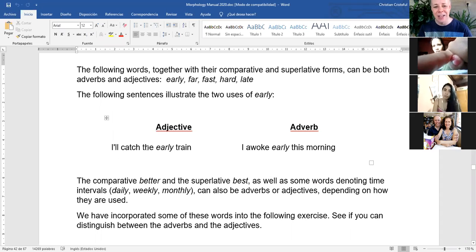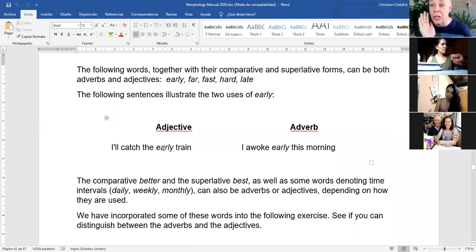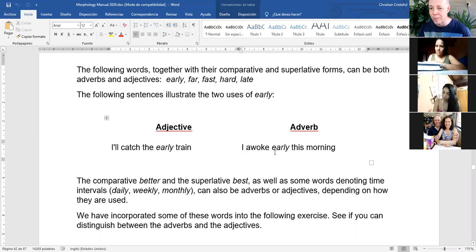Look at here. I'll catch the early train. Early refers to train, the early train, not to catching, not to me, to train. That means early is an adjective and it finishes in -ly, but it's an adjective. Look at the adverbial form. I awoke early this morning. Early does not refer to I, it refers to awoke. Because early refers to awoke, it is modifying the verb, and the word that modifies a verb is called an adverb. I awoke early this morning.